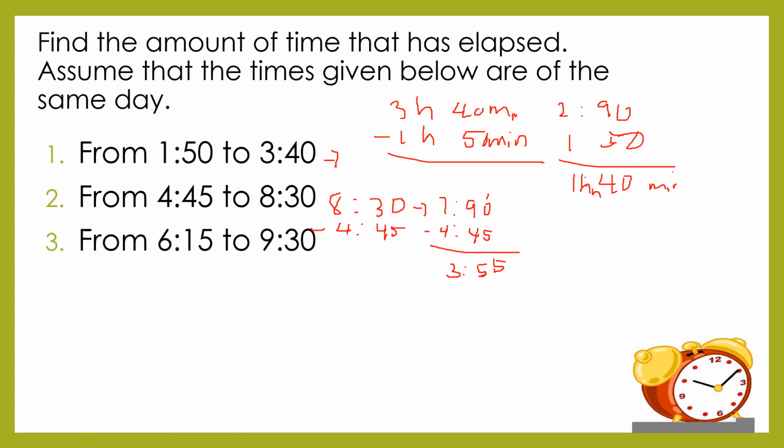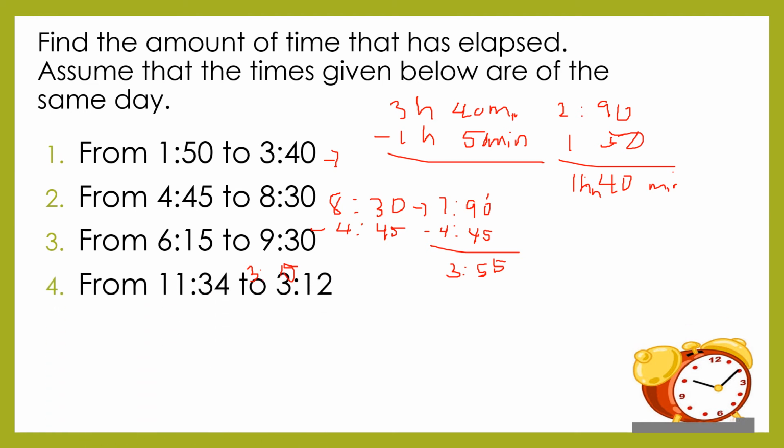Alright? So, lahat ito guys, ang gagawin nyo lang is subtract. So, 9, 9:30, and 9. For example, ito, no? 30 minus 15, we know that's 15. Okay, 9 minus 6 is 3. So, your time elapsed is 3 hours and 15 minutes. So, ganun lang po kadali yan.